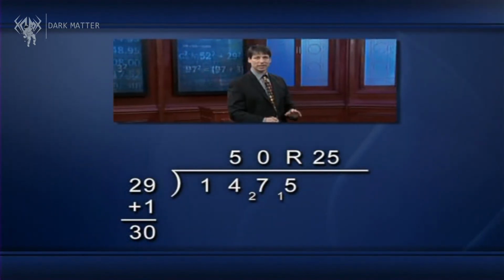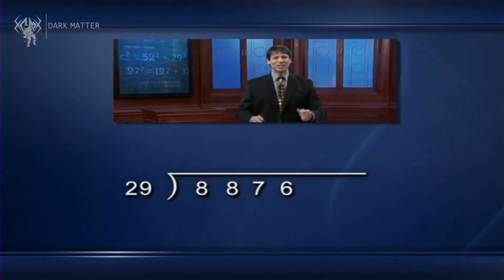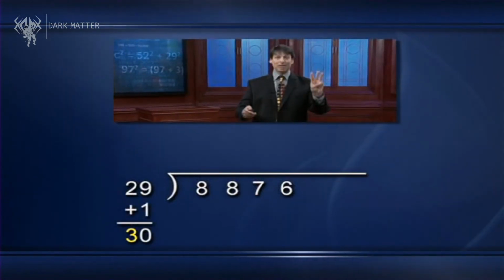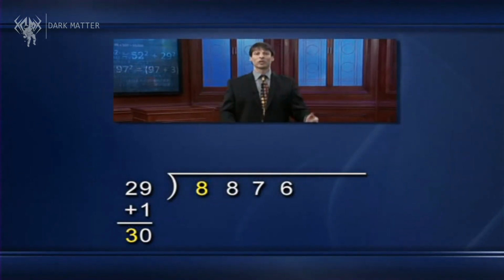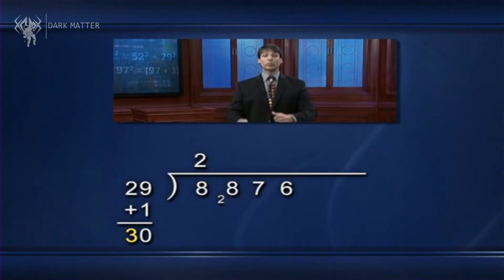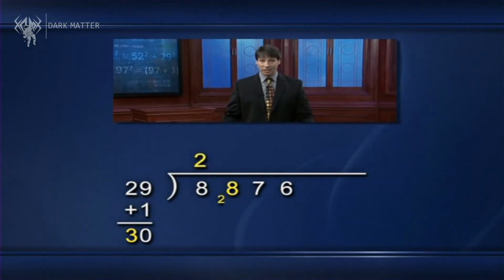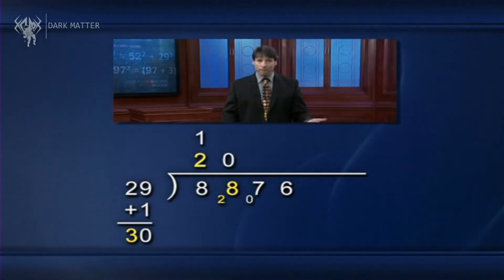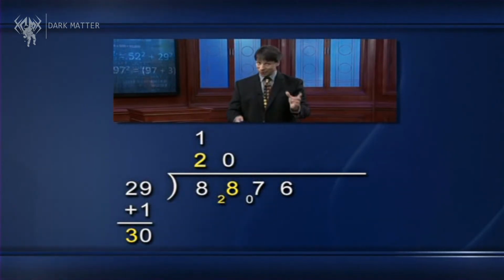Let's do one more example, 29 into 8876. Okay, so 29 will use a divisor of 3. 3 goes into 8 twice with a remainder of 2. So the 2 goes up and the remainder 2 goes down. Next we do 3 into 28 plus 2, which is 30. 3 goes into 30 10 times with a remainder of 0. So the 10 goes up and the 0 goes down. You see where the 10 went.